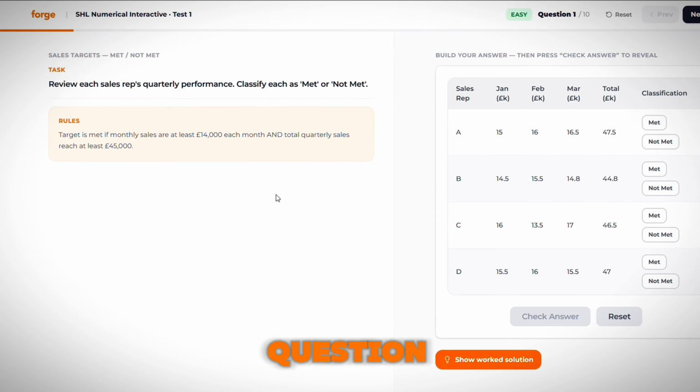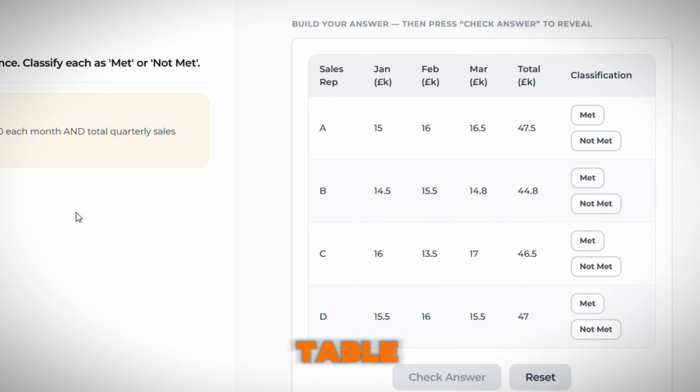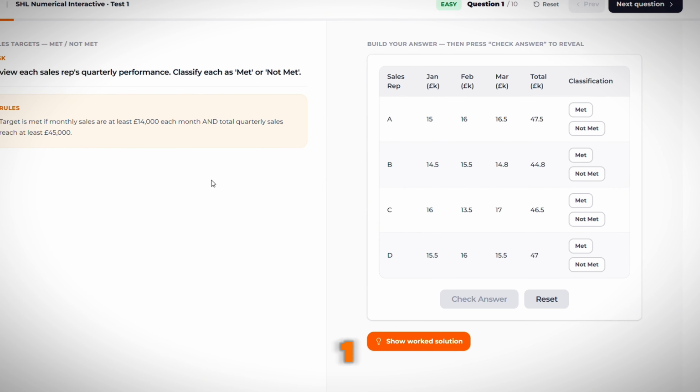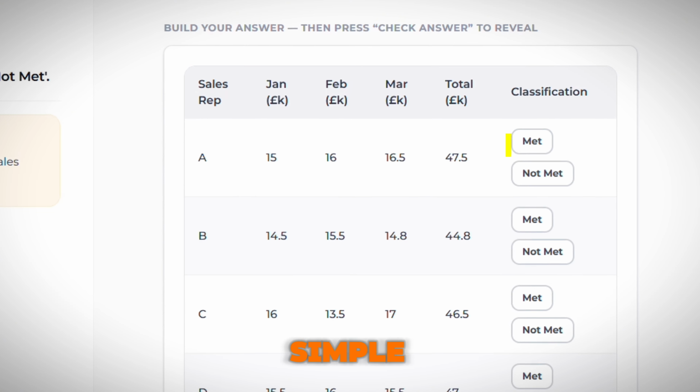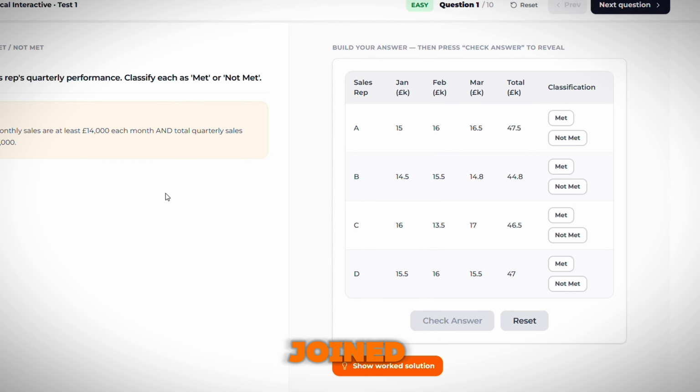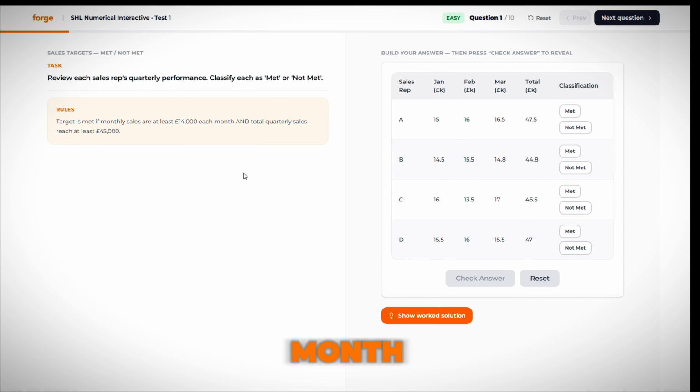Alright, let's start with question 1. For the first format, we have table classification. If you've got the Forge template open, this is page 1. 4 reps, 1 rule, a simple met or not met for each. And this rule has 2 parts, joined by an "and." Every month has to clear 14,000 and the quarter has to hit 45,000.